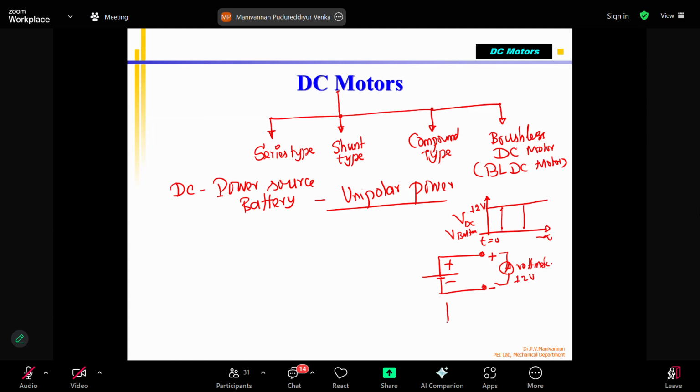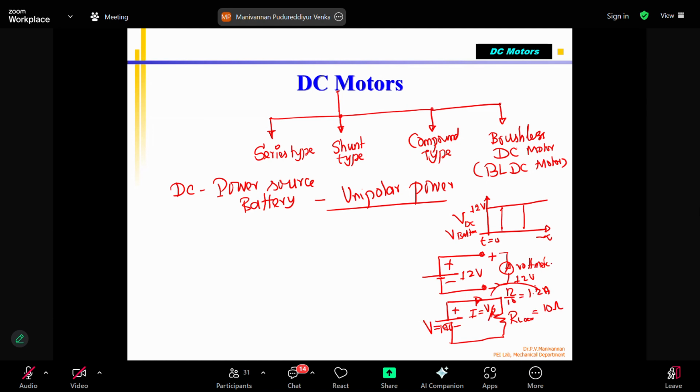Now, if I connect a load, which is generally represented as a resistor R, this is my battery of 12 volts. If I connect a load having 10 ohms resistance, according to Ohm's law, I equals V by R, where V equals 12 volts and R equals 10. So 12 divided by 10 is 1.2 amps. The current value will be 1.2 amps.